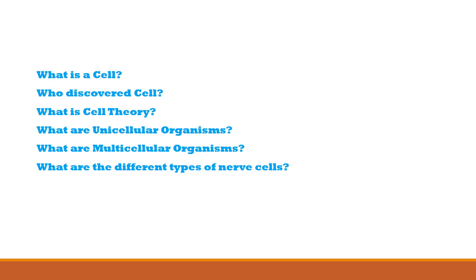In the end, these are some questions, and you have to write down answers to all of them: what is a cell, who discovered cells, what is cell theory, what are unicellular organisms, what are multicellular organisms, and what are the different types of nerve cells.